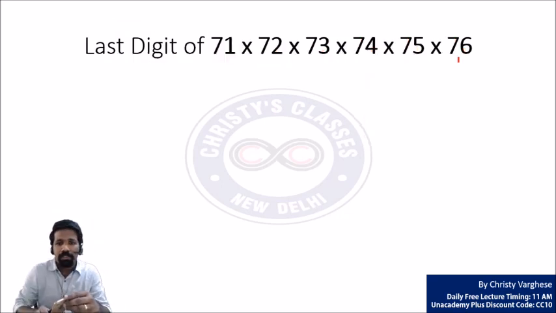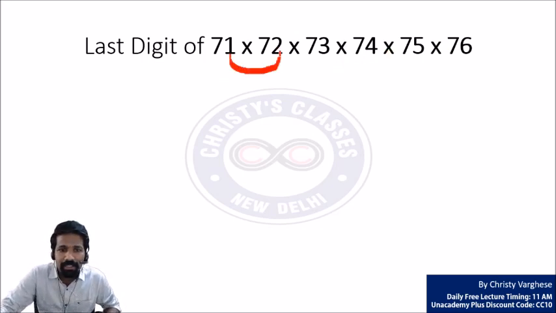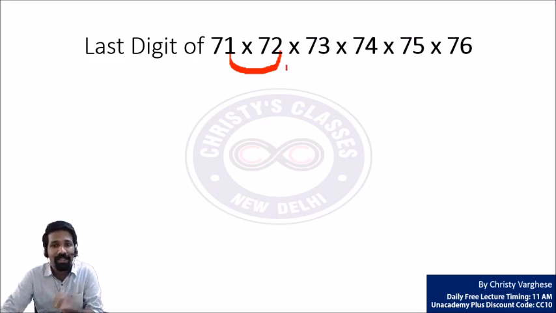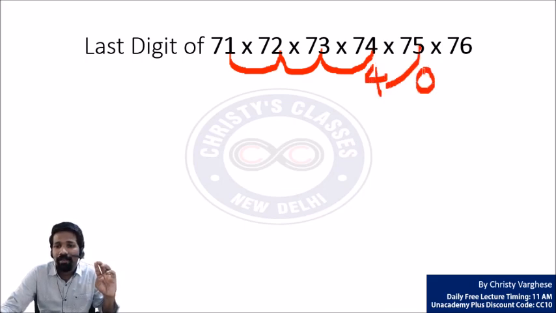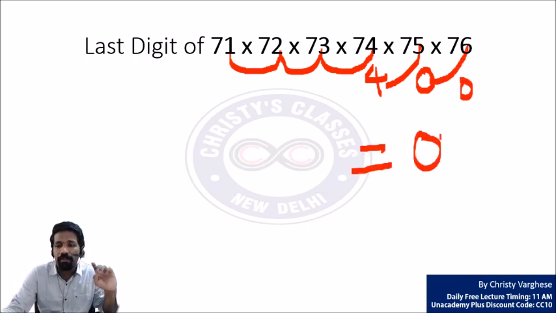Not only in addition, for multiplication also that is the case. For example, this question, if it was multiplication in between, what will happen? 71 into 72 into 73 into 74 into 75 into 76, you don't have to multiply. You just have to multiply the last digits, because the last digit of the multiplication product itself will be the final answer for sure, because that is how multiplication works. 1 into 2 is 2, 2 into 3 is 6, 6 into 4 is 24. 24 also is not needed. 24's last digit 4 is enough. That 4 multiplied with 5 is 20. 20 means 0 ending. 0 into 6 is 0 again. So the final answer is 0, the last digit of this.